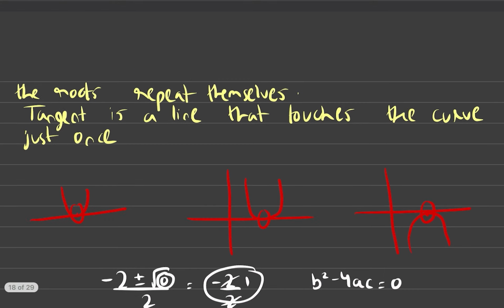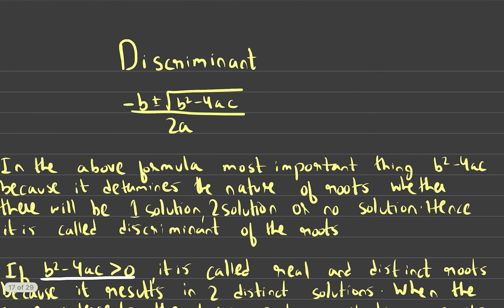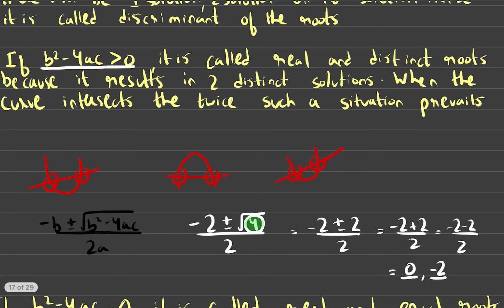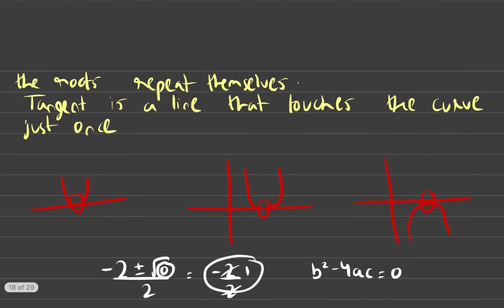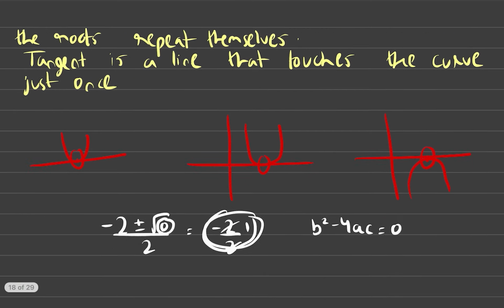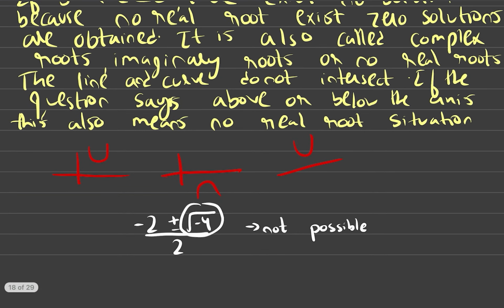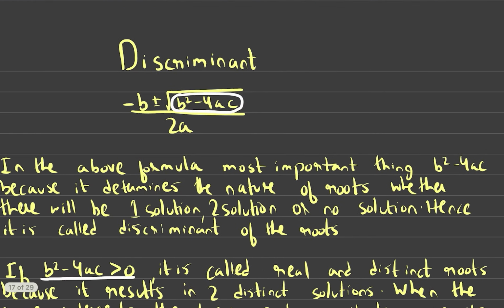In short, what we learned from this formula is that b square minus 4ac is the discriminant. It decides whether the quadratic equation will have two solutions, one solution or zero. And how does it decide? If it's greater than zero, I just proved it: how many solutions are you getting? Two. If it's equal to zero, how many solutions am I getting? One. And if it's less than zero, I'm not getting any solution, right?